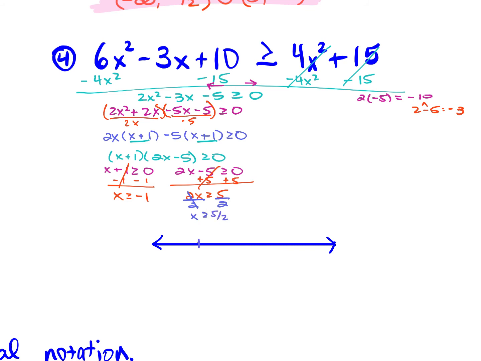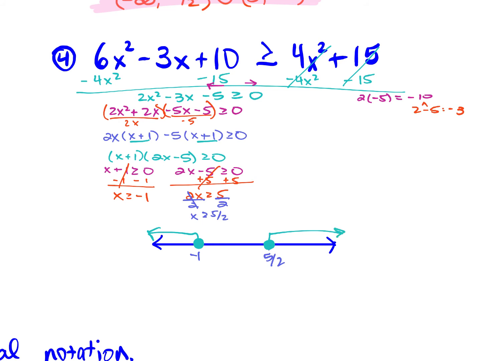On your number line, you're going to have that negative 1. You're going to have the 5 over 2. What goes on both of these? Open or closed circles? They're greater than or equal, so closed circles on both. We said since it's greater or, these two lines are going to go away from one another.